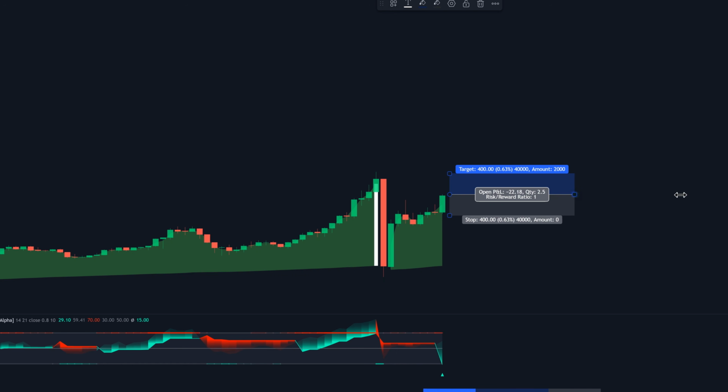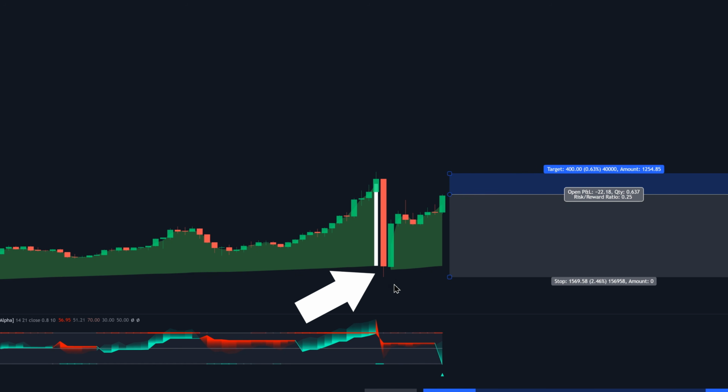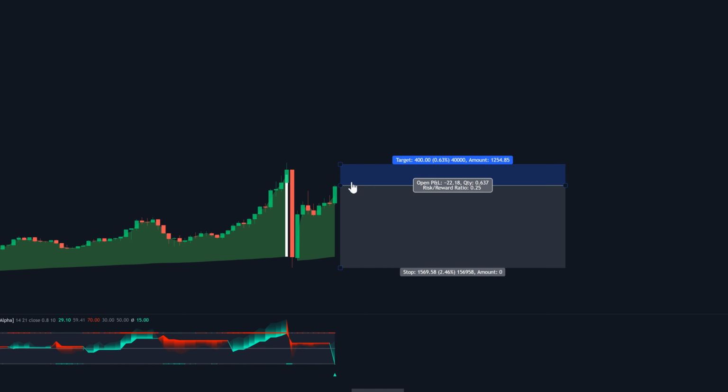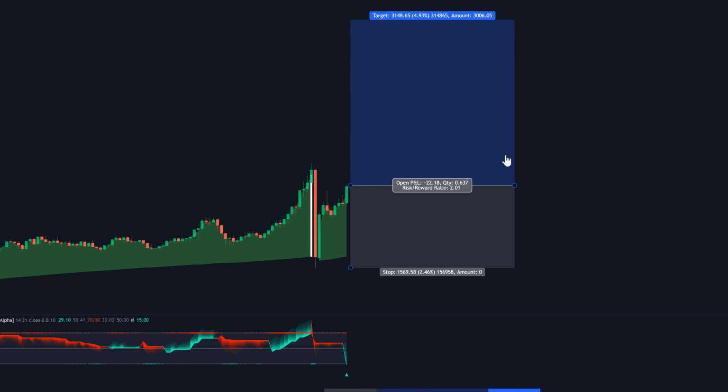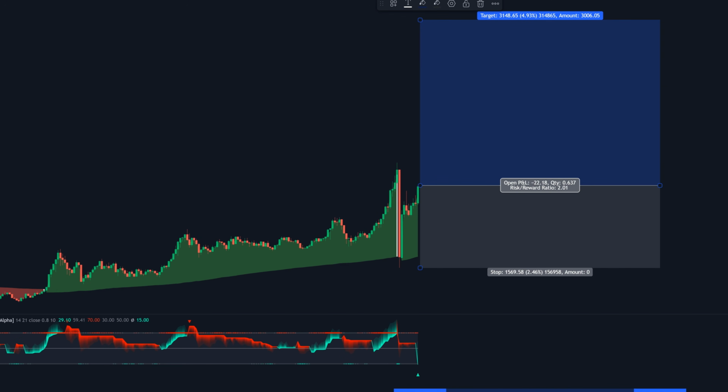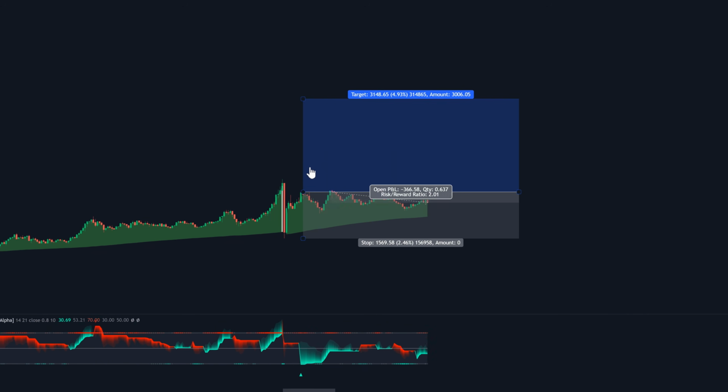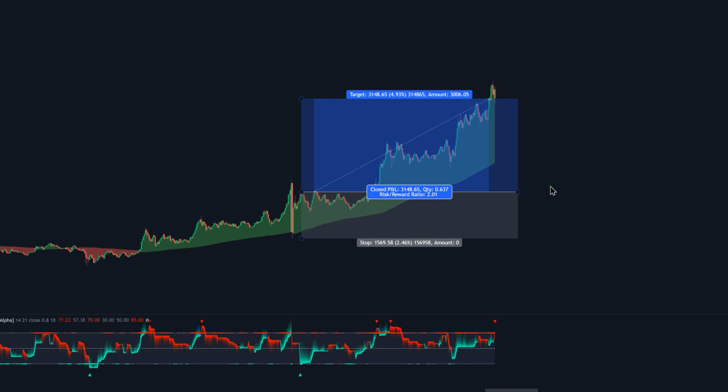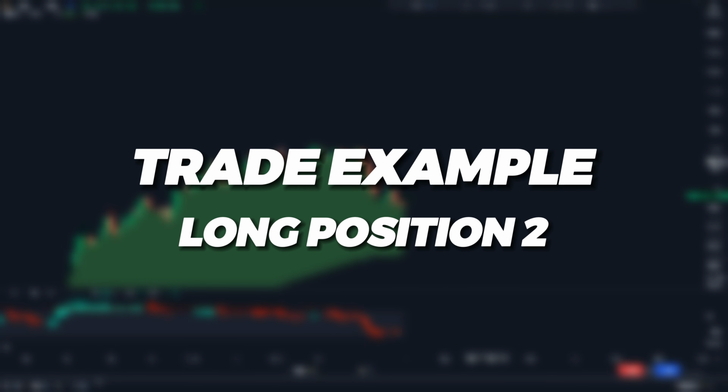The stop loss is going to go right under the most recent swing low. For the take profit, we're going to target a risk-reward ratio of 1 to 2, letting the trade run and take profit. Here's another long position.